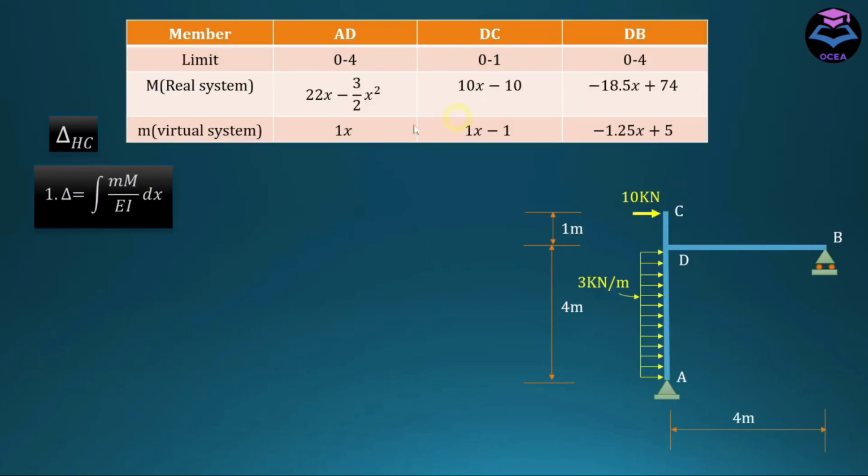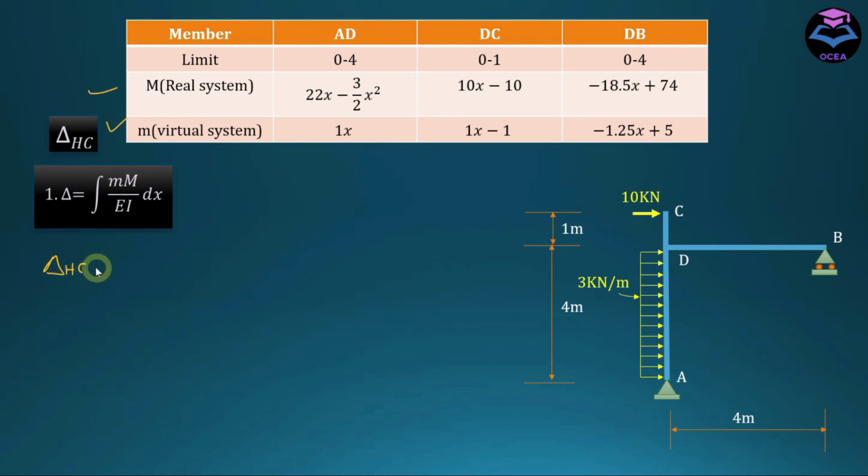Okay, I have listed the values found earlier in tabular form. This is the limit of each member, which is basically associated with length. For instance, AD member starts from 0 and ends at 4, and this DC member starts from 0 and ends at 1. Similarly, DB member starts from 0 and ends at 4, and we have this M real system and moment equation for virtual system. We found these values earlier, and now let's apply this formula to calculate delta HC.